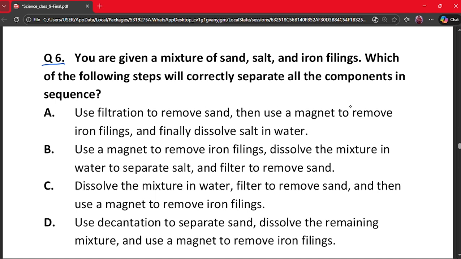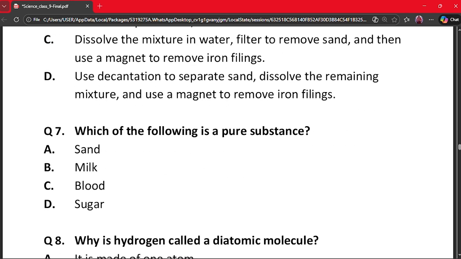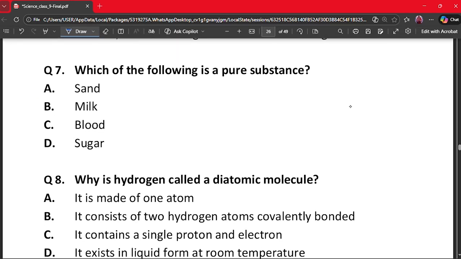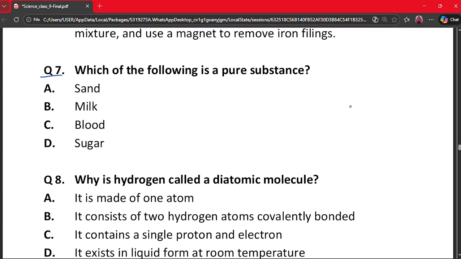Here the correct answer is option B, because first a magnet removes iron filings because iron is magnetic, then dissolving the mixture separates salt from sand, and finally filtration removes sand, leaving salt solution which can be evaporated to recover salt. Our next question is question number 7. Which of the following is a pure substance? A. Sand, B. Milk, C.